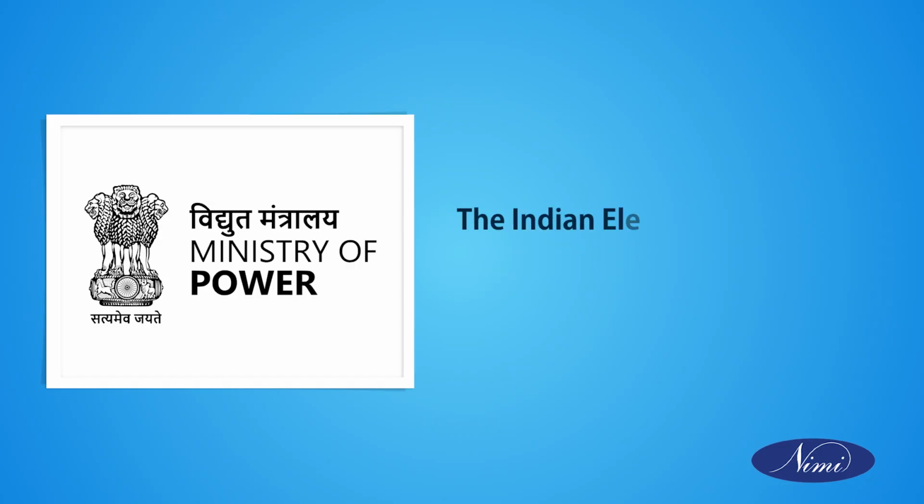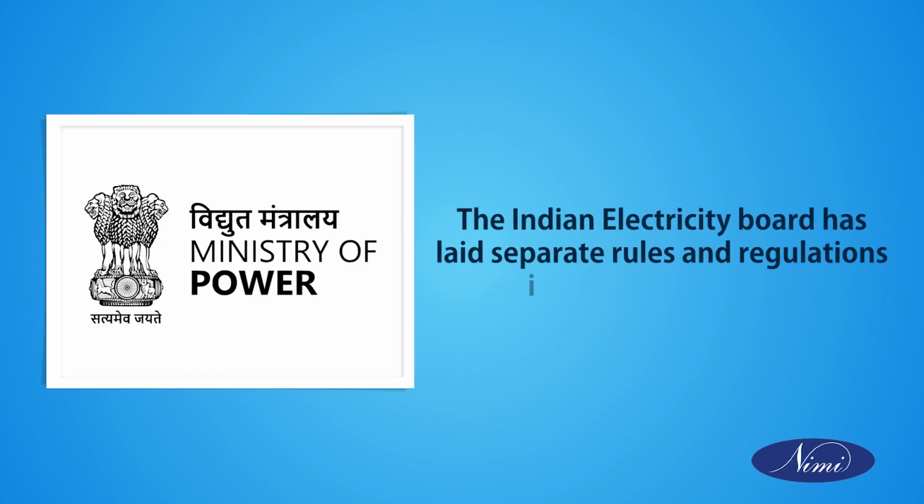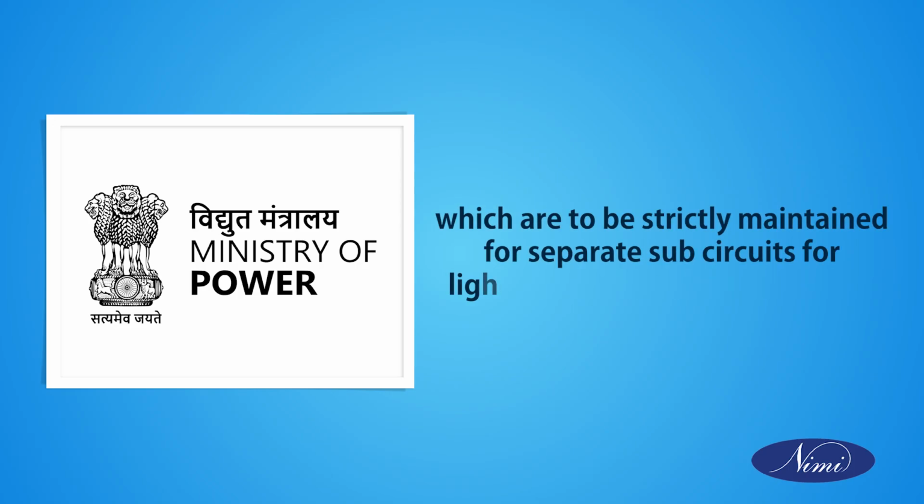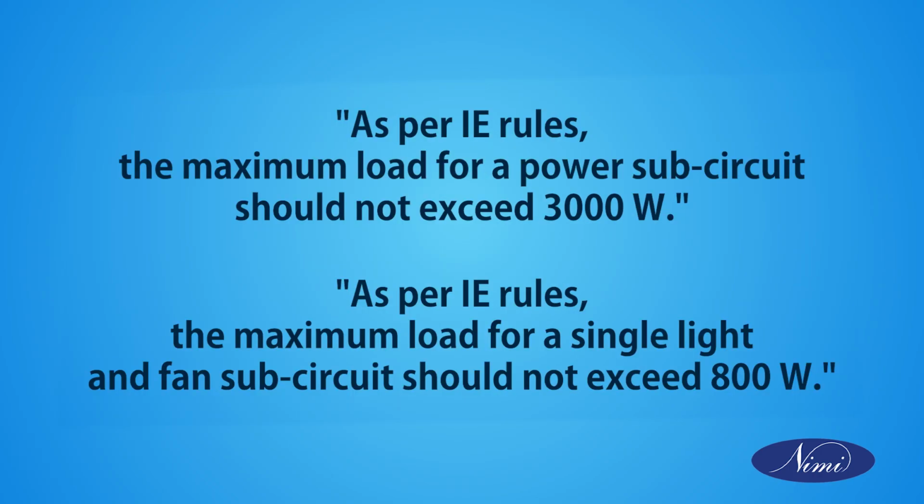The Indian Electricity Board has laid separate rules and regulations in the past few years, which are to be strictly maintained for separate sub-circuits for light, fan loads and power loads. As per IE rules, the maximum load for a power sub-circuit should not exceed 3000 watt. As per IE rules, the maximum load for a single light and fan sub-circuit should not exceed 800 watt.